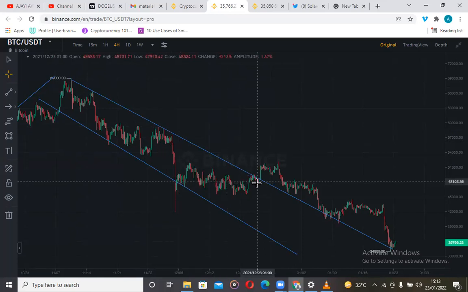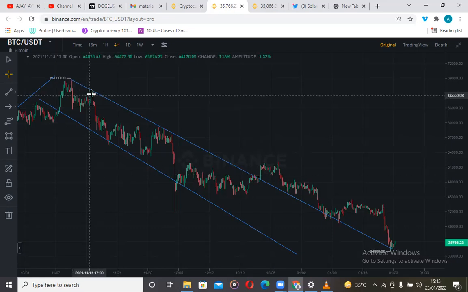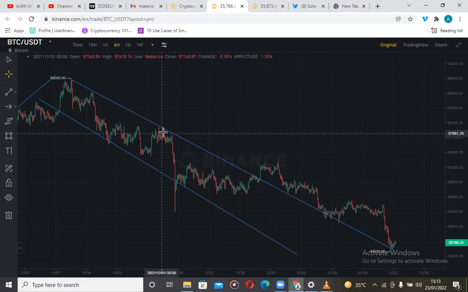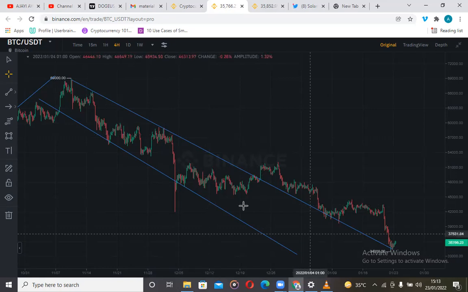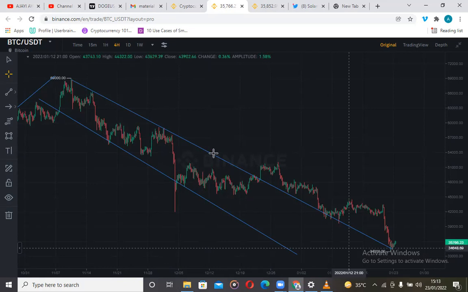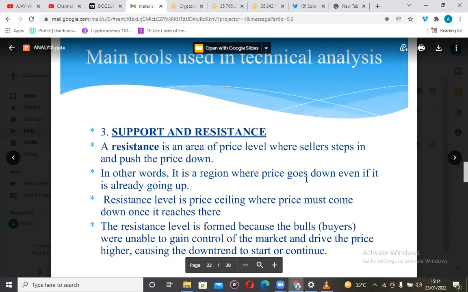Now at this point, it breaks it. That one is normal. It's normal in trading for the market to break your support and resistance. But at least you can see, 1, 2, 3, three times that the price reached resistance before coming down. Right, you can see that. Now let's continue. So in other words, it's a region whereby price goes down even if it is going up already.